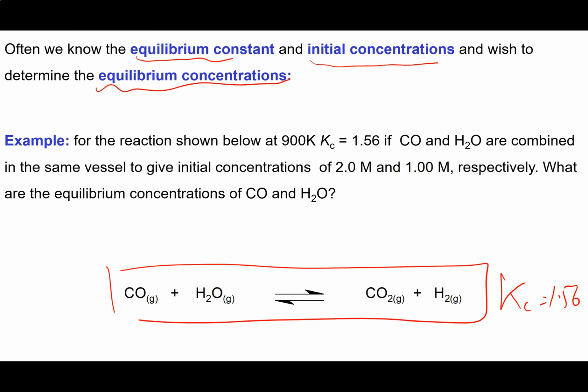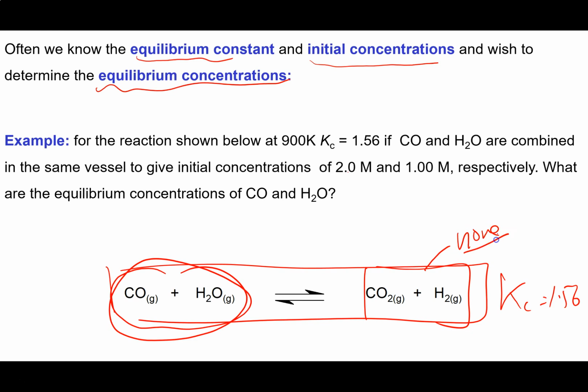So what that means is that when we start, we're just mixing reactants together. We don't have any products at the beginning. We just have these, and it looks like that's 2 molar and that's 1 molar. And then the question is asking, what are the equilibrium concentrations of these two components, the CO and the water, at the end? So where do I begin? Let's set up the reaction table and then see if we can work through it from there.